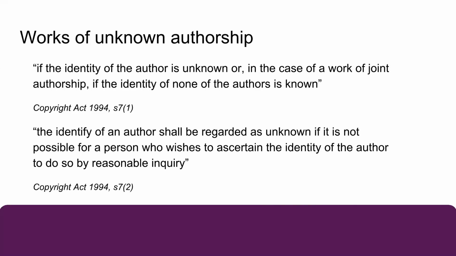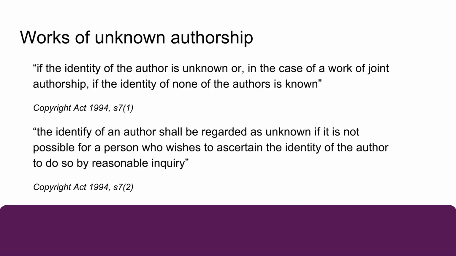The New Zealand Copyright Act does, however, use the term unknown authorship and defines this as if the identity of the author is unknown, or in the case of a work of joint authorship, if the identity of none of the authors is known. It also goes on to say the identity of an author shall be regarded as unknown if it's not possible for a person who wishes to ascertain the identity of the author to do so by reasonable inquiry. Unknown authorship in the New Zealand Copyright Act includes anonymous and pseudonymous works where the identity of the author or authors obviously is unknown.